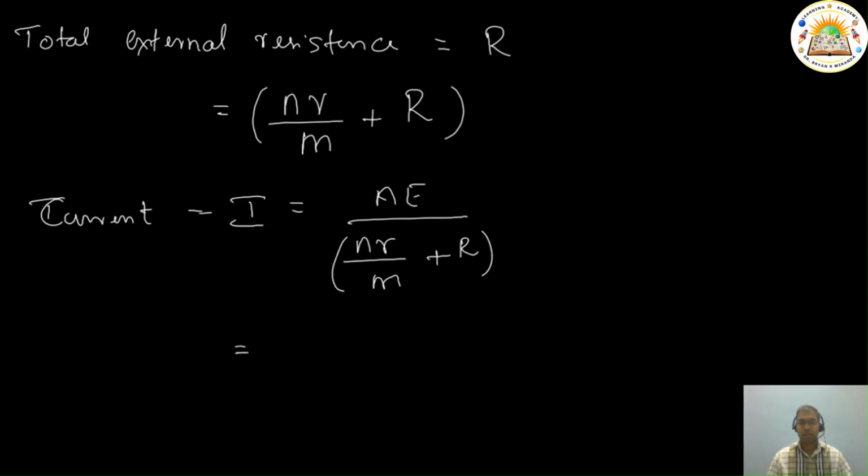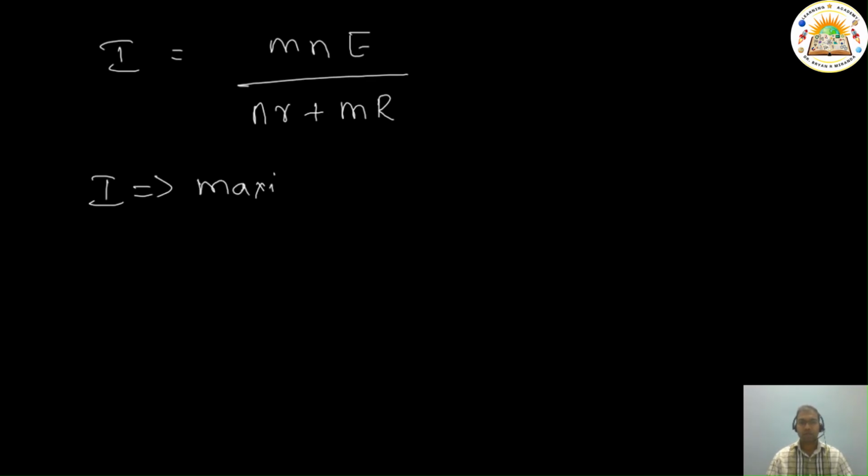So we'll just try and simplify this. So I will have nE divided by nr plus mR by m. So we will get the current to be mnE by nr plus mR. Now for our current to be maximum, the denominator should be minimum.